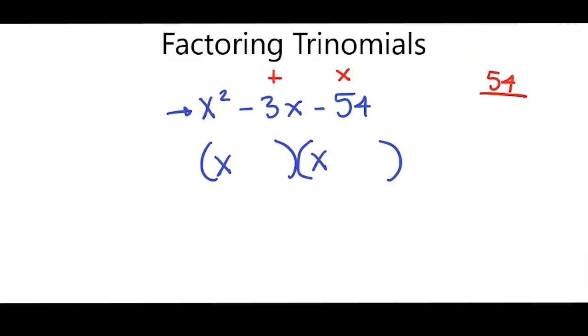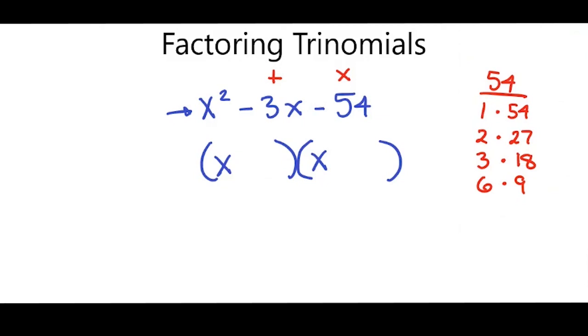So 54 can be factored into 1 times 54, 2 times 27, 3 times 18, 6 times 9, and 9 times 6. Well, these are the same thing, so I can just do away with those. So remember that they multiply to be a negative. So one of the numbers will have to be negative. So which combination here of factors multiplies to be negative 54 but adds together to be negative 3?